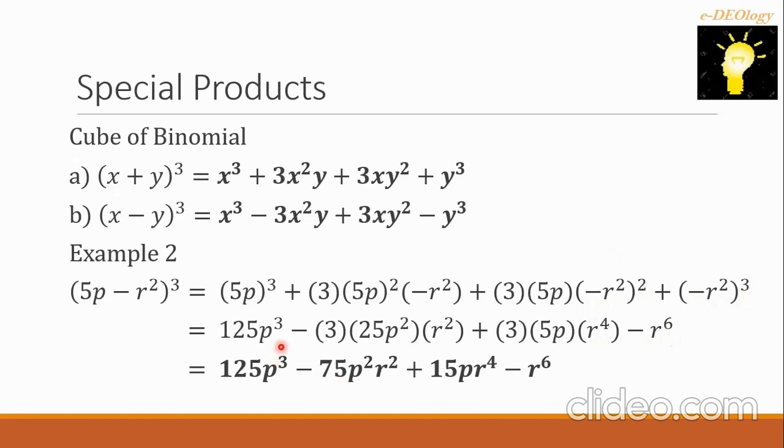So let us simplify further. The 125p cubed is copied down here. Then for the second term, the negative sign is there. I multiply 3 times 25p squared times r squared. It gives 75p squared r squared. For the third term, the positive sign is there. Then I multiply 3 times 5p times r raised to 4. It gives 15pr raised to 4. And the negative r raised to 6 is copied down here. So this is our final answer.